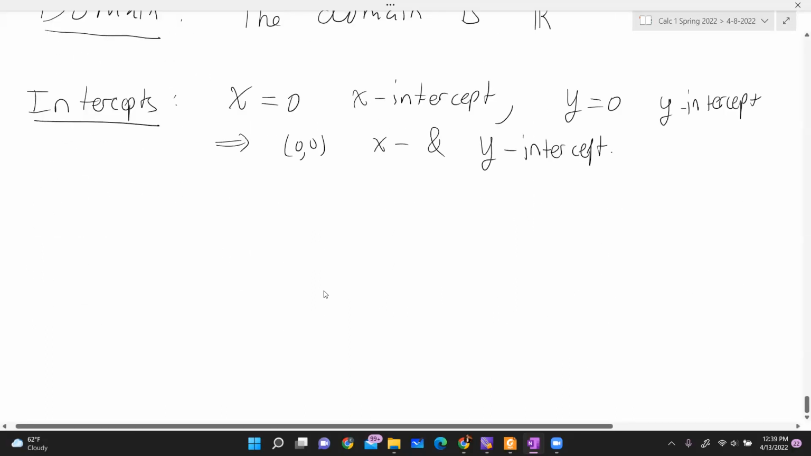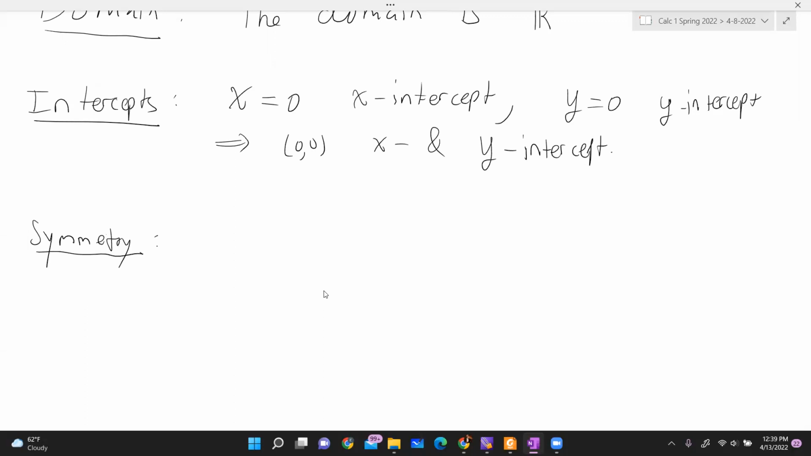So the next question is, does this function have any symmetry? For example, is it even or odd? And the answer is no, neither. It doesn't have either, so it has no symmetry. To see that, I guess you could just plug in numbers.